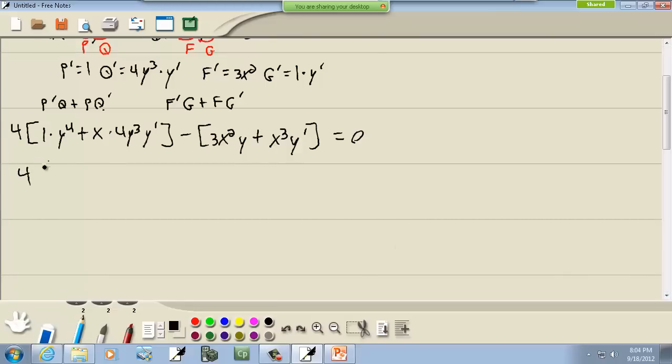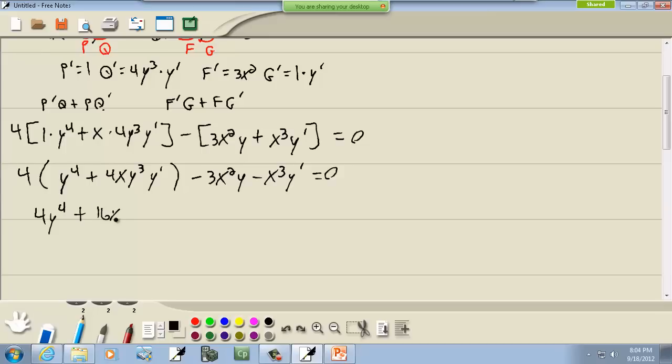Well, that gives us 4 times y to the fourth plus 4x y to the third y prime. Negative out in front flips sign of everything, so it becomes negative 3x squared y minus x to the third y prime. Multiply the 4 through, and we've got 4y to the fourth plus 16x y to the third y prime minus 3x squared y minus x to the third y prime.